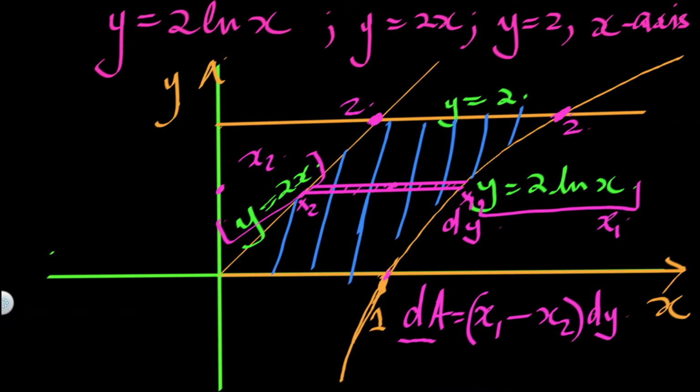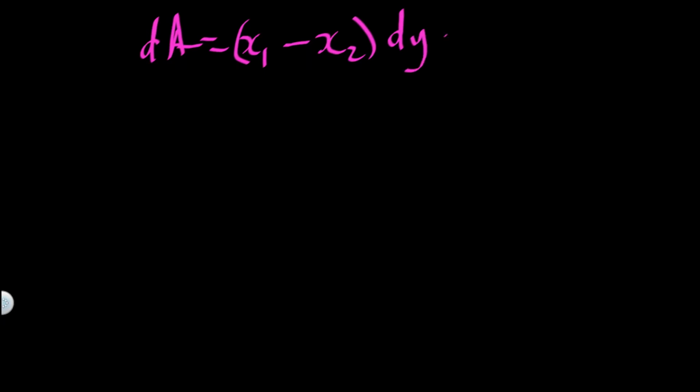Now, let us go to that. So we come out here. We said our dA is x1 minus x2 times dy. And I said if we want to find our area, we're going to integrate this from 0 to 2. So we can integrate here from 0 to 2.